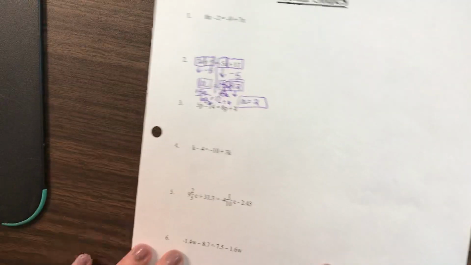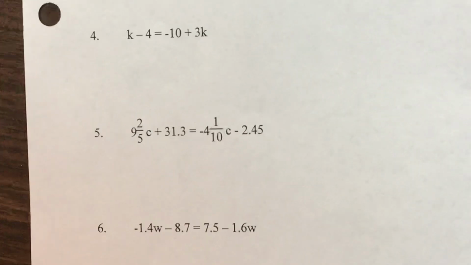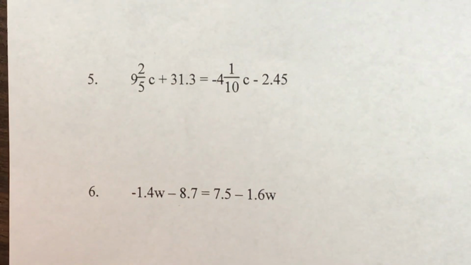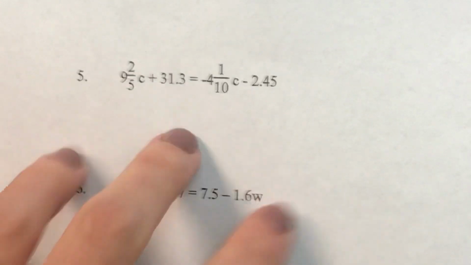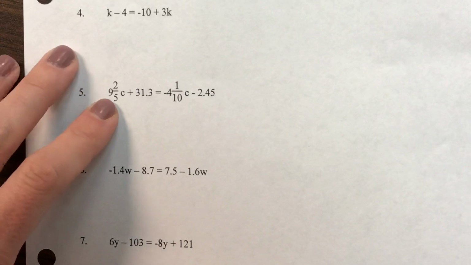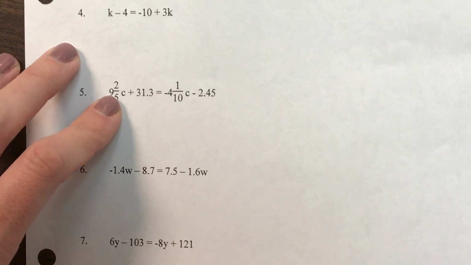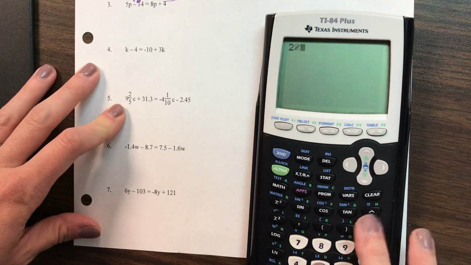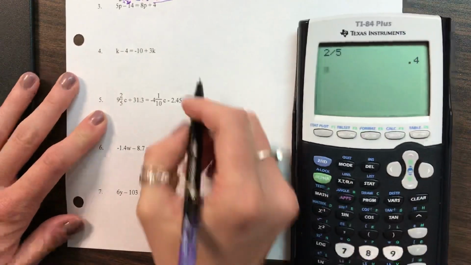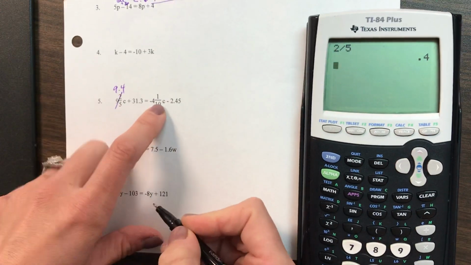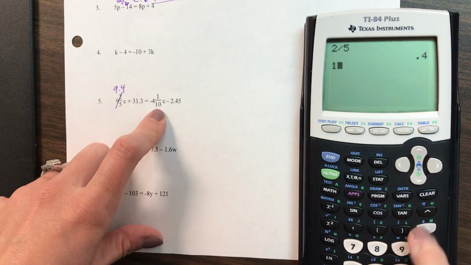Okay, let's look at number 5. This is the ugliest problem on here. And if you're at home, it might help to use some scratch paper and rewrite the problems, because I'm about to rewrite this one anyway, because I don't have enough room. So 9 2/5, we're going to turn that into a decimal first. So 9 2/5, 2 divided by 5 is 0.4. So 9.4, negative 4 1/10, 1 divided by 10.